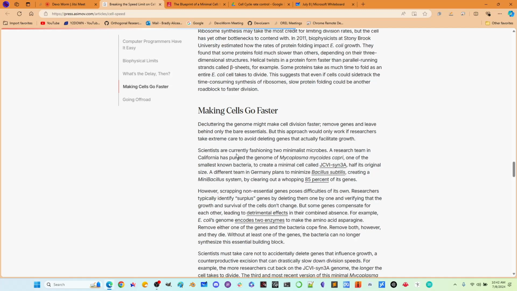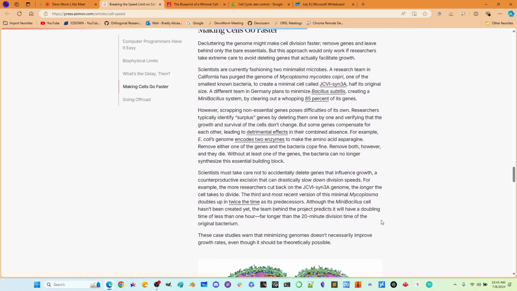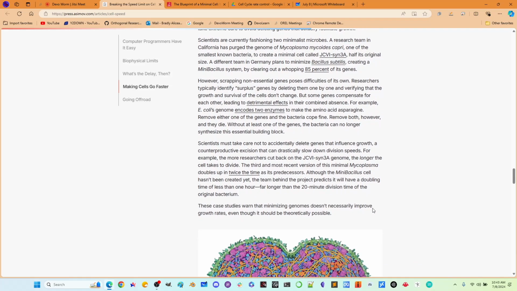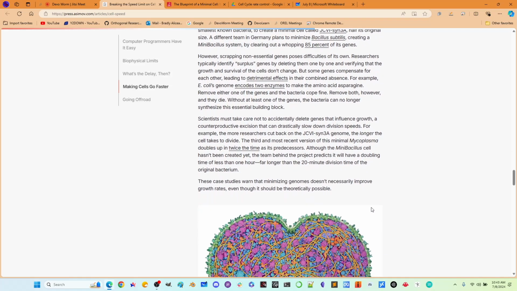And so even then, we still have problems with getting cell division to go faster. We can get these minimal genomes, but it still takes time not only to replicate the genome, but build all of the proteins that are needed to build a whole cell. These case studies warn that minimizing genomes don't necessarily improve growth rates, even though it should be theoretically possible.